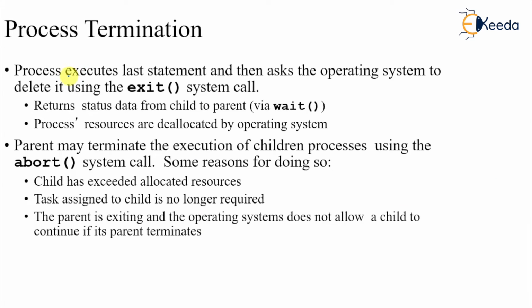Process termination, a few more points. A process executes the last statement and then asks the operating system to delete it by using the exit system call. Okay, so deletion of the process is also one of the important points. If you are at the end of the program, then after that nothing will happen. In that case, after termination of the program, there is a system call called the exit system call, which is executed at the end of the process.